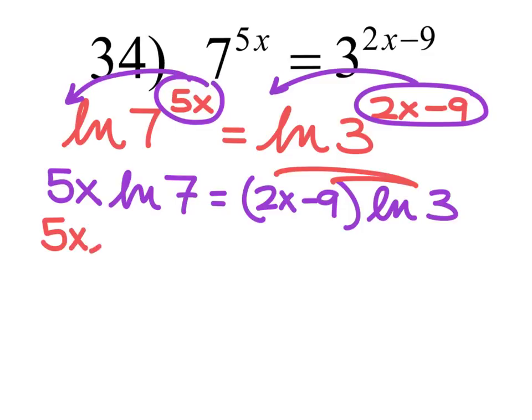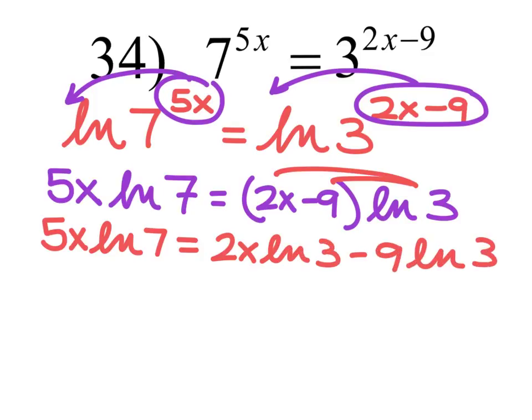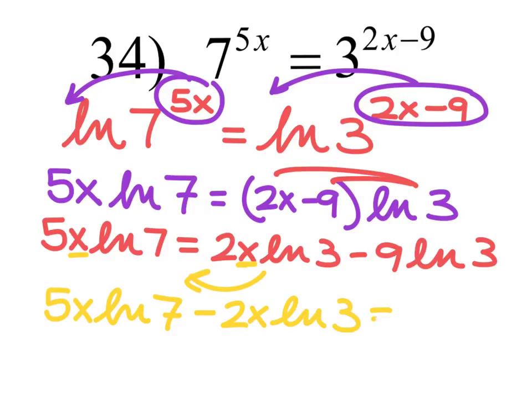So I have 5x natural log of 7 equals 2x natural log of 3 minus 9 natural log of 3. Next step, get the x's together. So I'm going to subtract this one over. I'm going to have 5x natural log of 7 minus 2x natural log of 3 equals negative 9 natural log of 3.